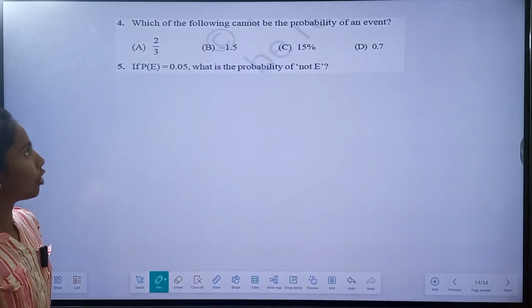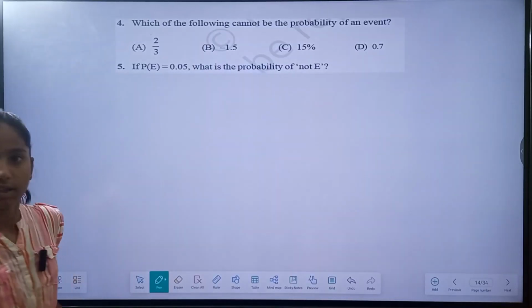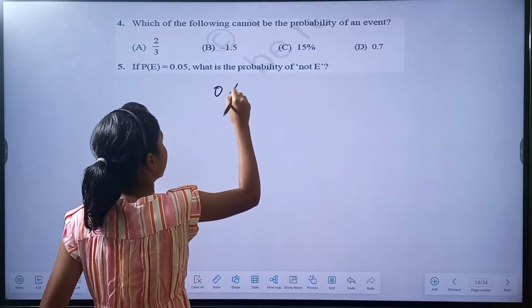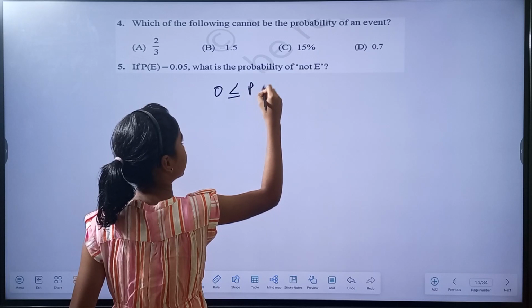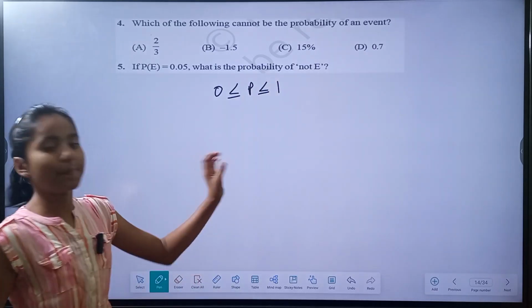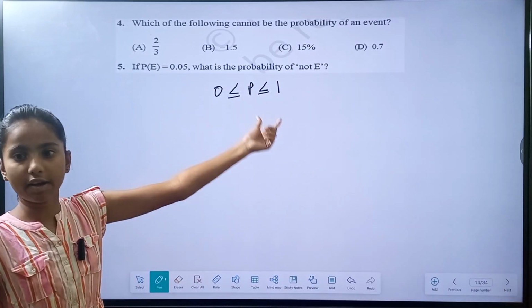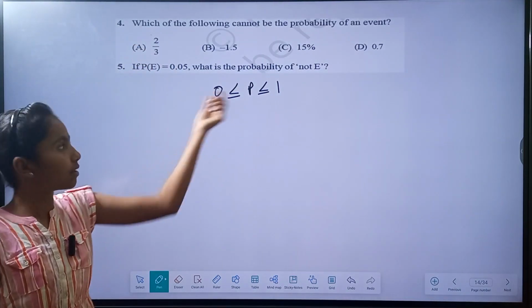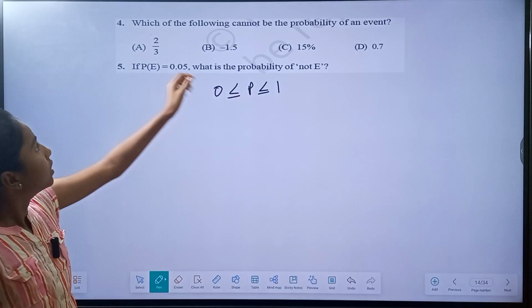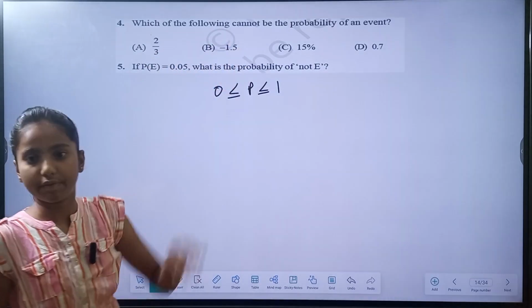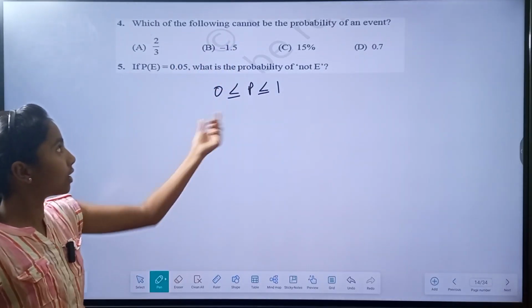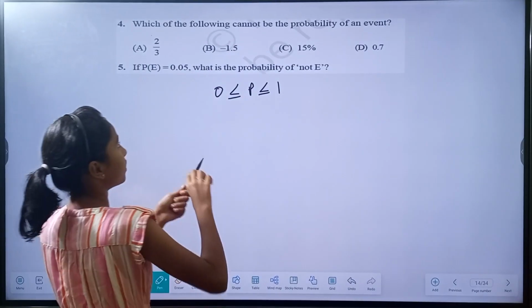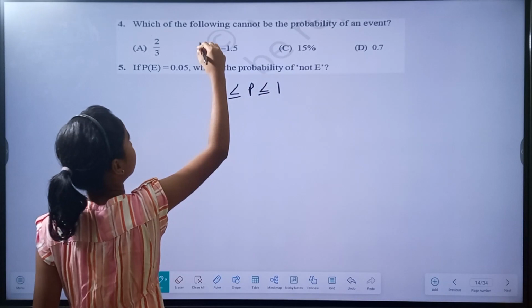Which of the following cannot be the probability of an event? Okay, so probability is always 0 less than or equal to p less than or equal to 1. Probability is always between 0 and 1. And in these options, 2 by 3 is between 0 and 1. Minus 1.5 is not between 0 and 1 because it is a negative number. So it is not between 0 and 1. So this is the option.